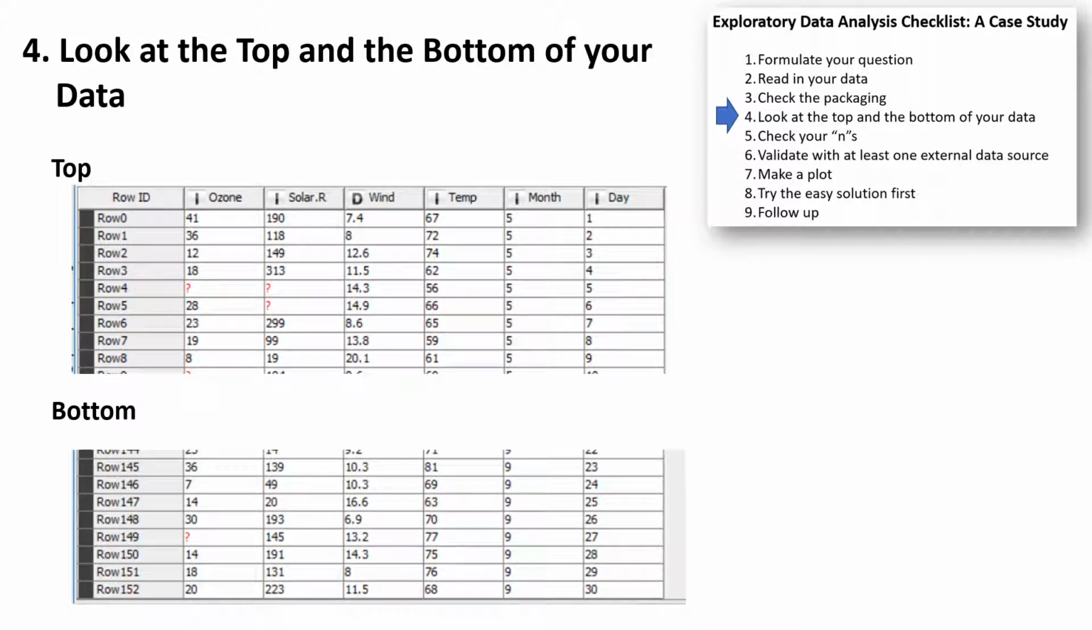The next step is just to look at the top and bottom of the data. We're just getting an idea. Do we see anything so far, is it in any certain order? Is everything looking okay? Are there strange things going on at the bottom of the data, like all of a sudden the rows are only halfway filled or something like that? It's just a quick look at the data.